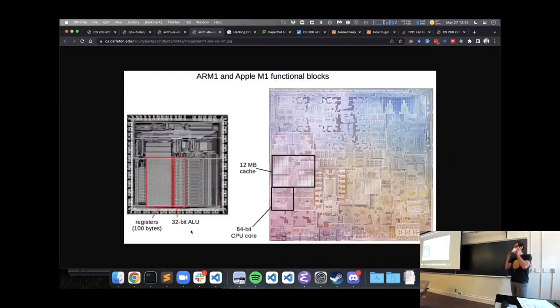And just to highlight some things that we've talked about and how they actually show up on a chip, the ARM1 had 100 bytes worth of registers, and they lived in this section of the chip. It had an arithmetic logic unit, the ALU, the part of the chip that actually does the arithmetic. It could do 32-bit arithmetic, and that lived right here. The Apple M1's actual 64-bit CPU core is only a relatively small portion of this chip. The M1 is what Apple refers to as a system on a chip, meaning there are lots of different components of the system all integrated into this one chip, including, of course, caches, a 12 megabyte cache living right here.